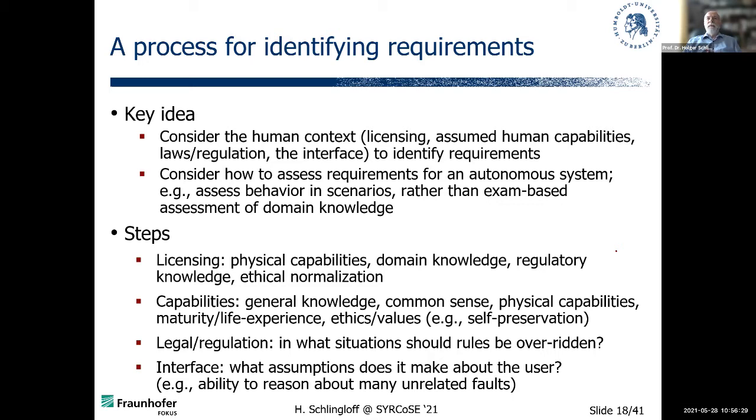And then we propose to consider how to assess requirements for an autonomous system. For example, the behavior in different scenarios rather than exam-based. So if you want to drive a car, you have to pass a driver's license. And the question here is, what would be a driver's license for an autonomous car? So we detail this process in various steps. There's a licensing step, there is the capability step, there's a legal regulation step, and there's the interface step. And you can read about that in our paper, how the different steps are to be done here.